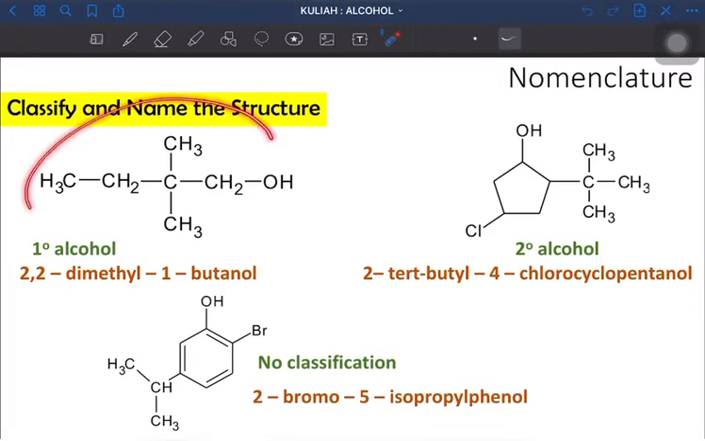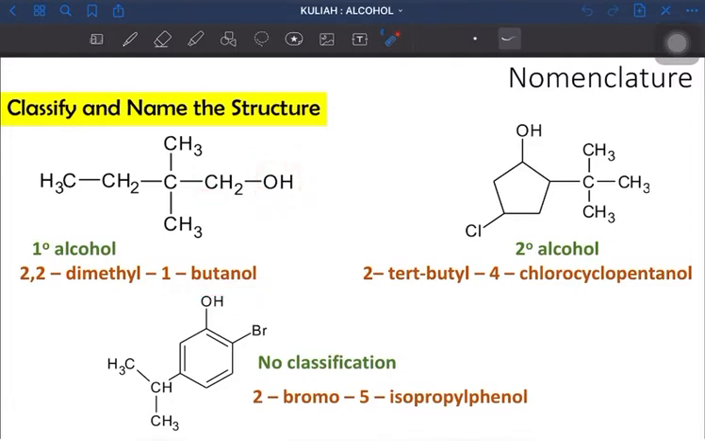Now, okay, ni contoh lagi lah kalau kita nak naming and classify structure. So kita ada this structure here. So we have to number lah. Okay, 1, 2, 3, 4. So we got our longest carbon chain here. Alright, so kita akan namakan dia ni butanol lah. And this OH bonded pada this first carbon. So this is 1 butanol.